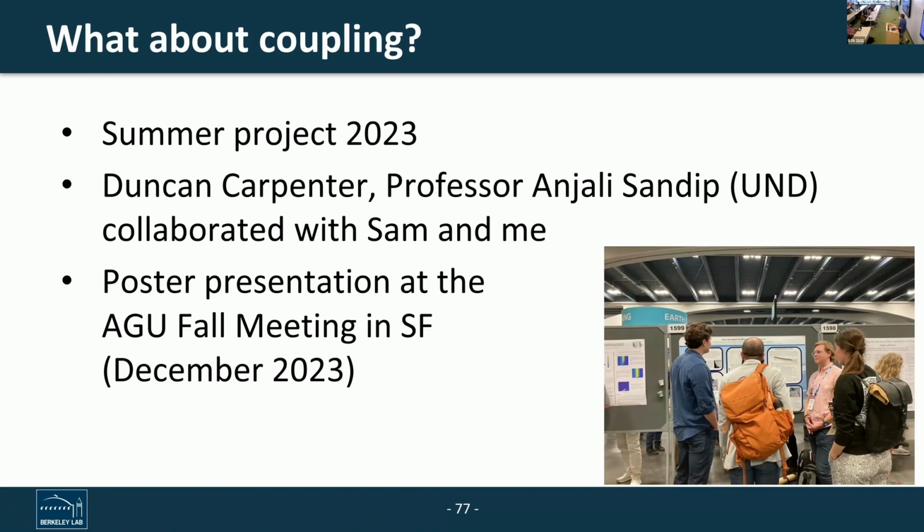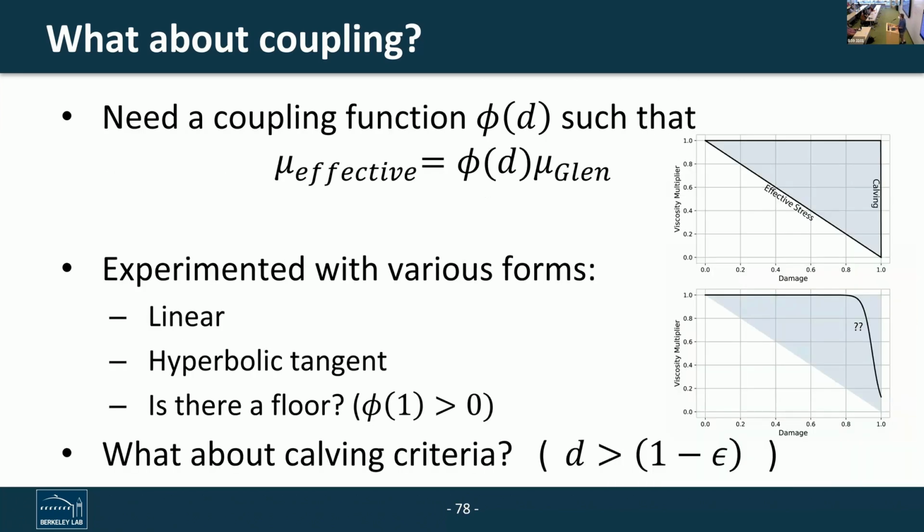This is actually you guys a year ago. We wound up presenting this at the AGU fall meeting in San Francisco last December. So we need a coupling function. We need to figure out how to turn our damage number into our viscosity multiplier.